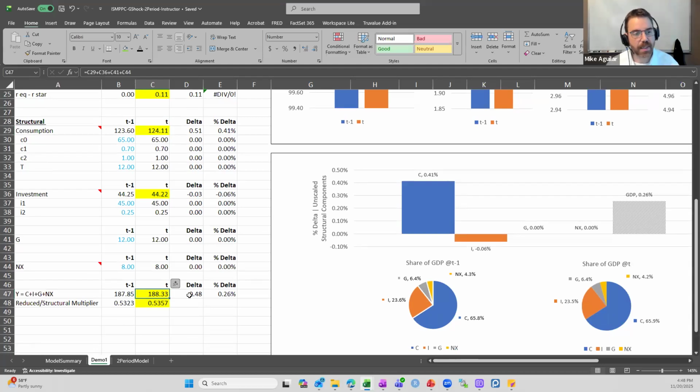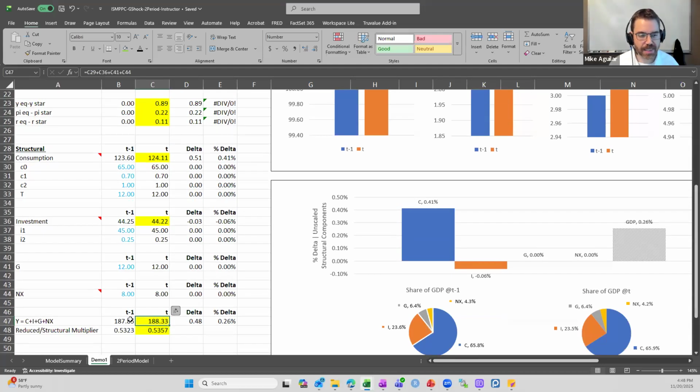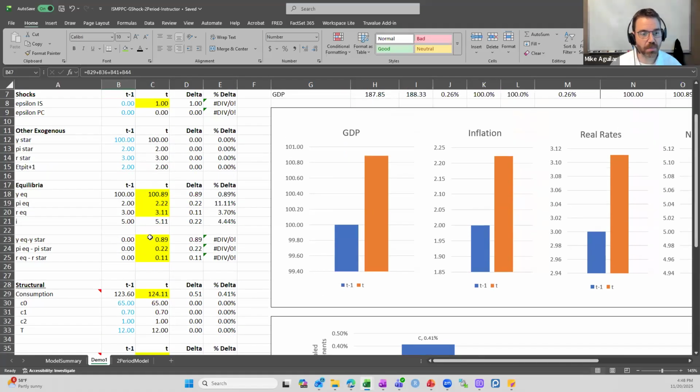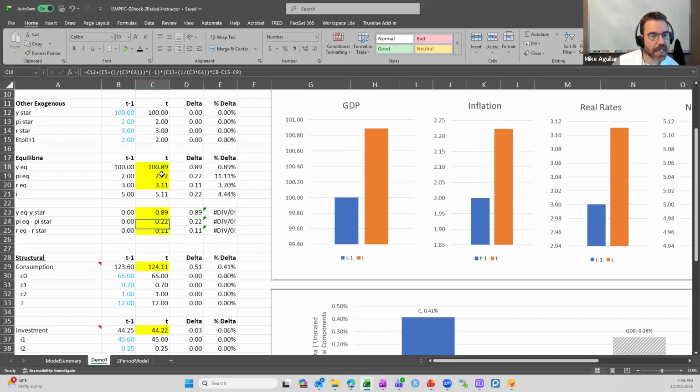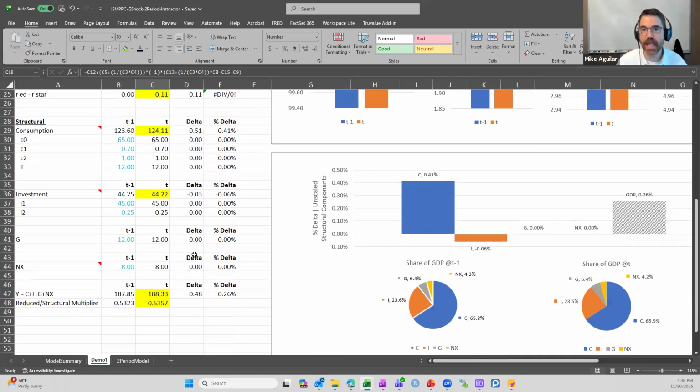How do I take a look at 187 and turn it into something that's analogous to 100 at the starting point, and 188 that's analogous to 100.89 in the period of the shock? Well, I need to scale. That's all. You're not going to change the slicing of the pie chart. All you're going to do is rescale it so it matches what your reduced form equilibrium should look like.